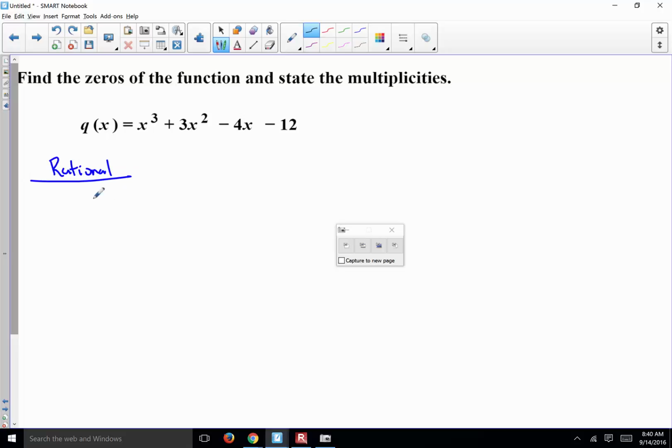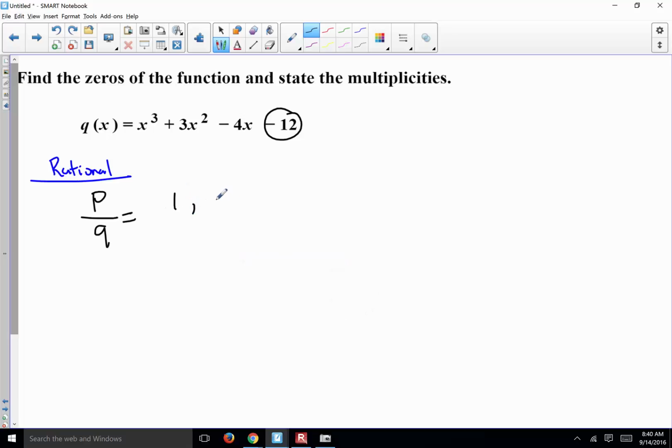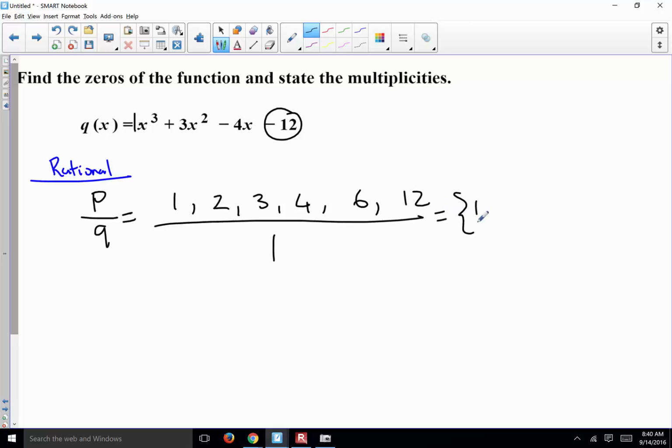And for this, you need to look at P over Q. P is the constant number and its divisors. So what numbers divide 12? 1, 2, 3, 4, 6, and 12, right? And what are the divisors of the first one? 1, right? Q is the leading number, P is the constant number. So the list is 1 over 1 is 1, 2 over 1 is 2, 3 over 1 is 3. The entire top sequence. So there are candidates that can be 0.